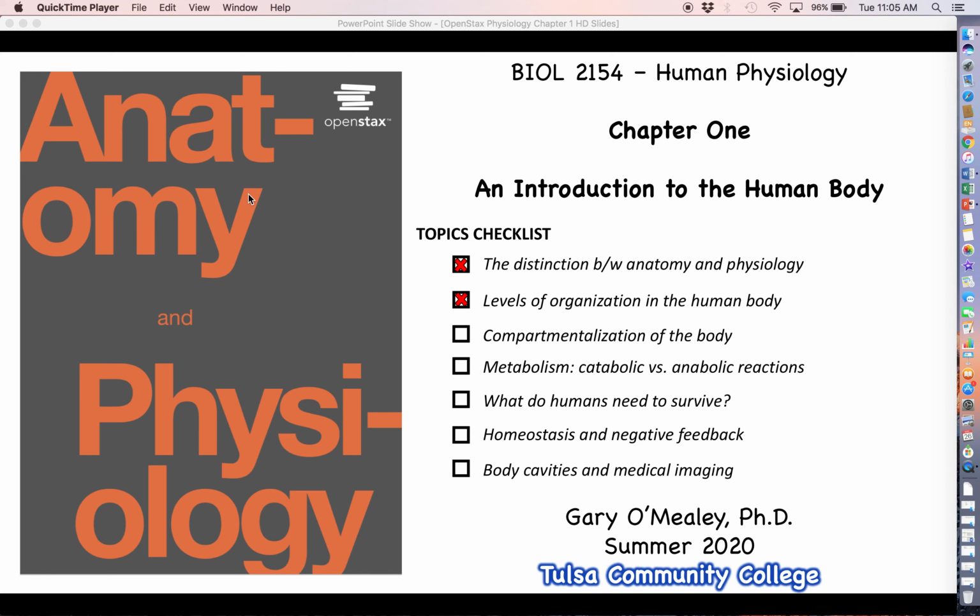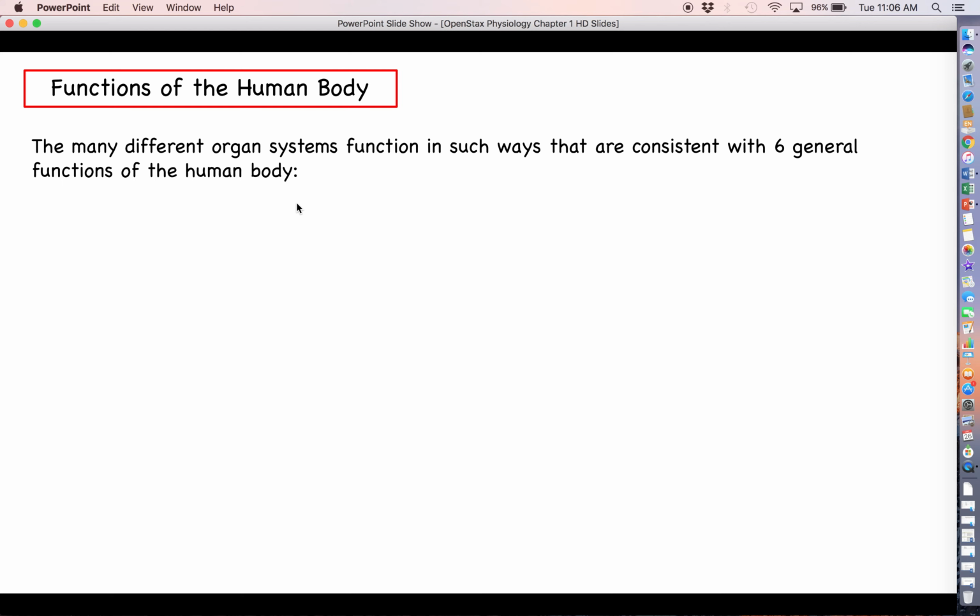Last time we discussed the levels of organization in the human body, starting at the atomic level, leading up to molecules, cells, tissues, and so on and so forth. So next we are going to discuss, among other things, the compartmentalization of the body. It should be a good discussion, so let's go ahead and get into it.